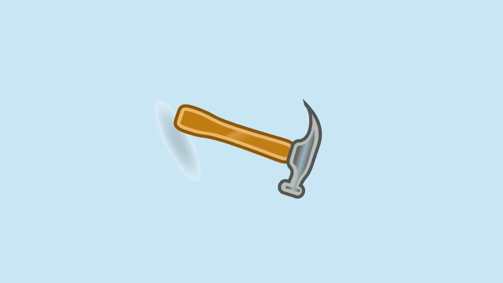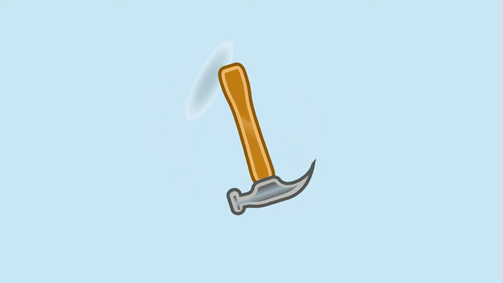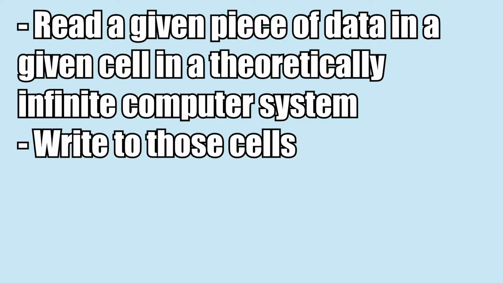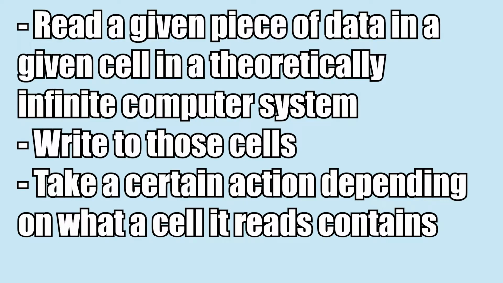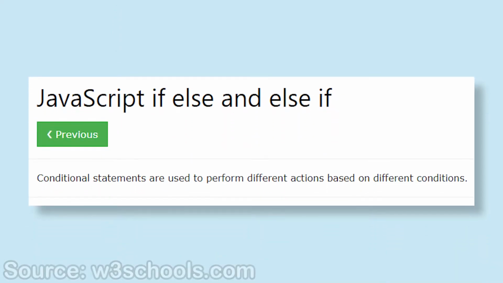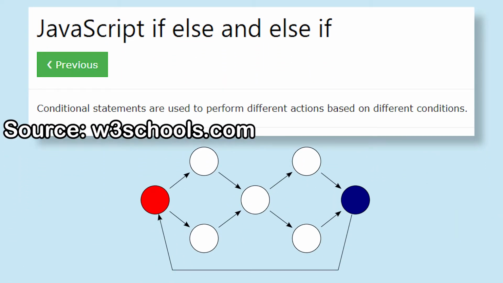The machine needs to be able to do a few things in order to qualify as being Turing complete. It needs to be able to read a given piece of data in a given cell of a theoretically infinite computer system. It needs to be able to write those cells, and it needs to be able to take actions depending on if a cell contains some piece of data or another. In computing, this last bit is known as conditional branching, better known as if-else statements. You know, if one thing do this, else do something else, right?